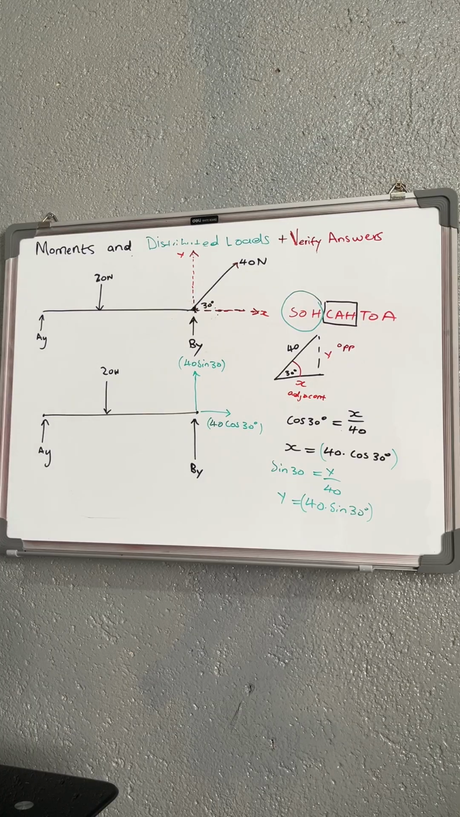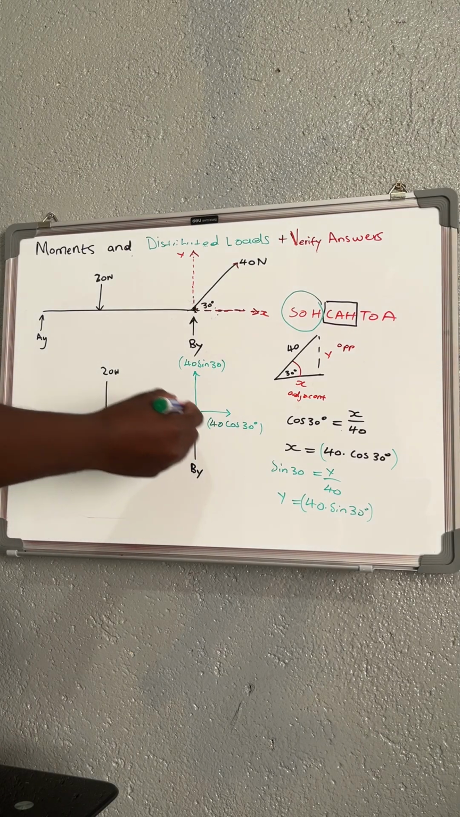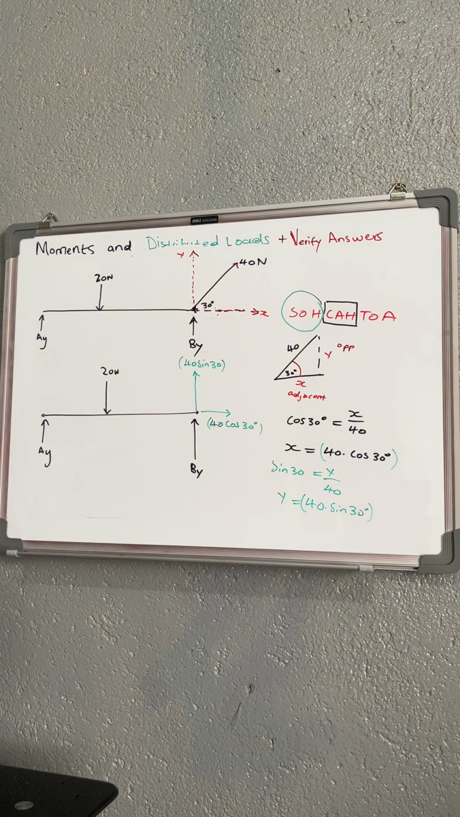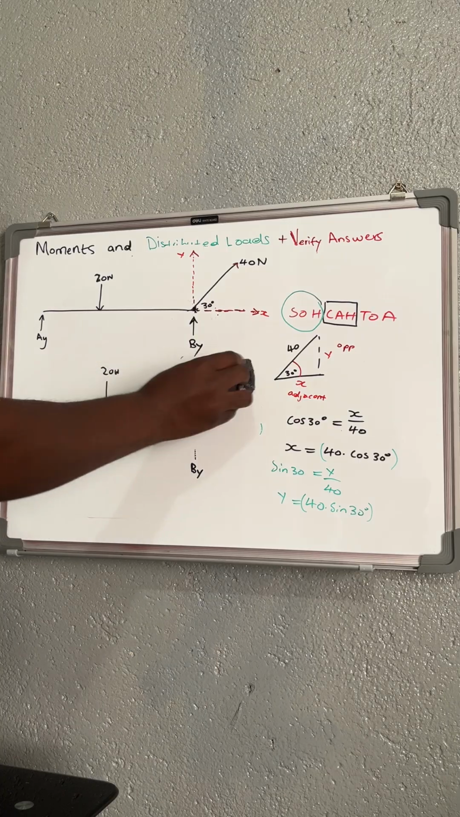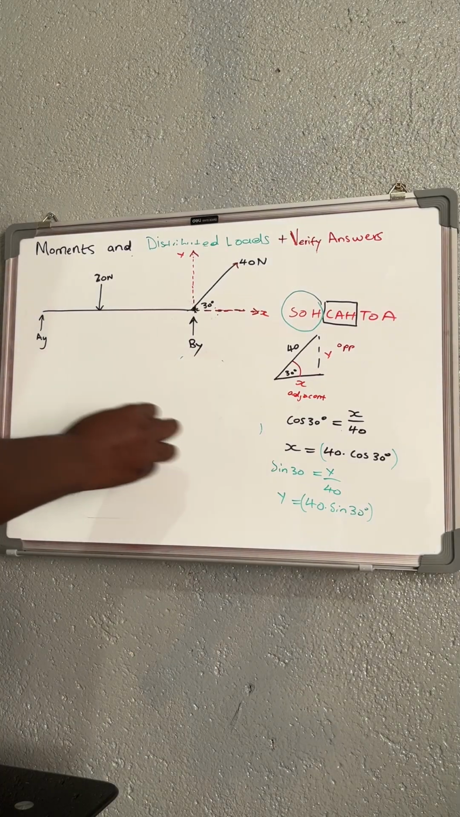Now we know that if we are going to calculate the sum of the moments around A, this will definitely be going in your anti-clockwise direction. So that's like that. And another way that they would ask you is that, okay, let me just erase this so that I have enough space.